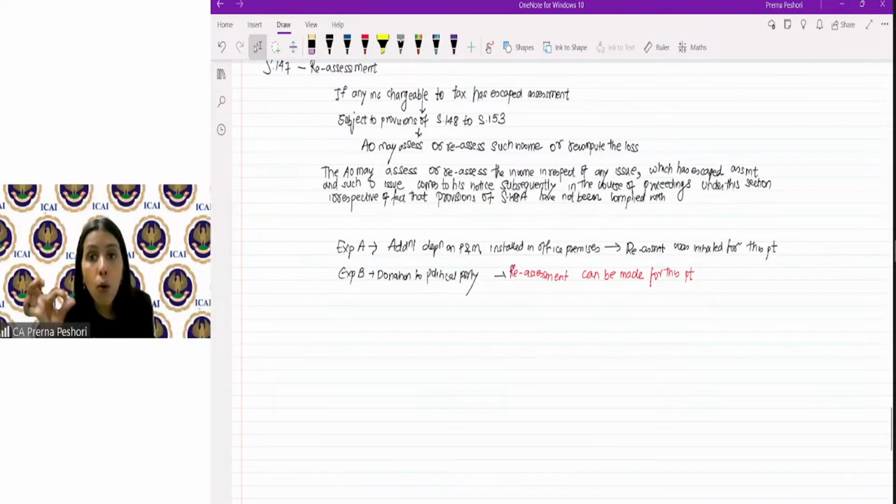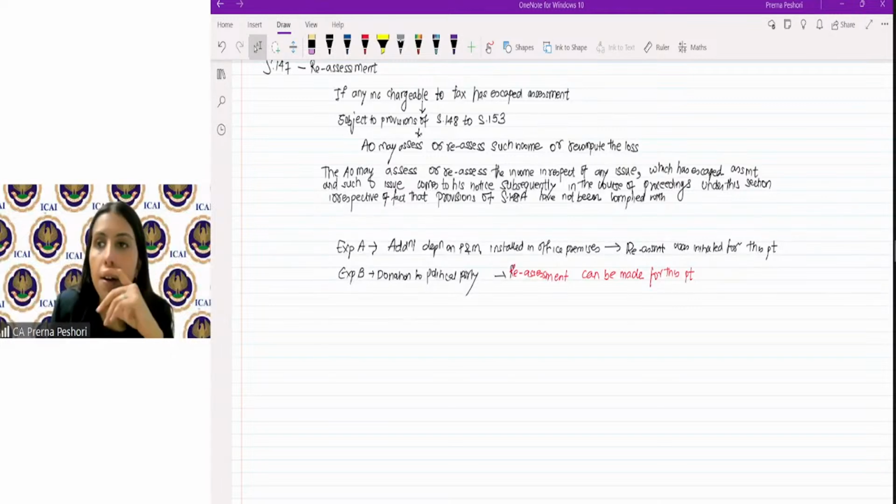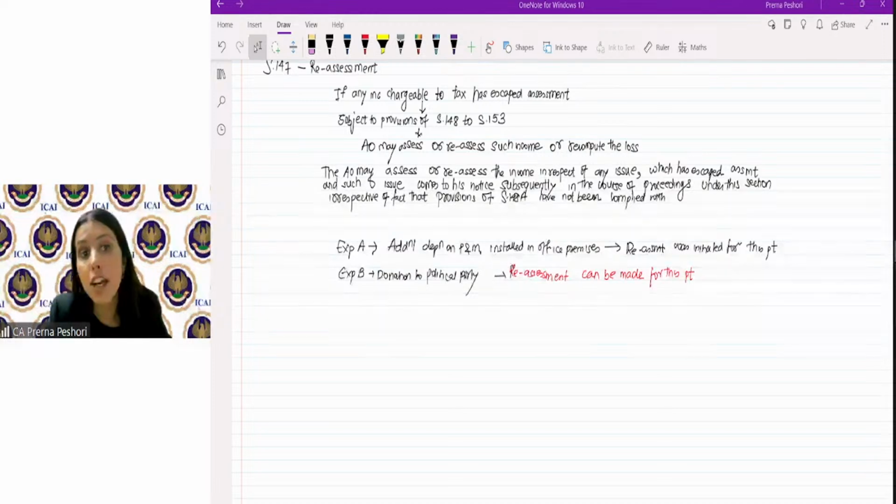So the issue on which the original assessment was based, that issue is now no more being considered by the AO. The AO is proceeding with some other issue only. So in that case, the question arises whether the assessment can survive. What do you think? Whether the reassessment can survive in that case where the original issue is dropped.